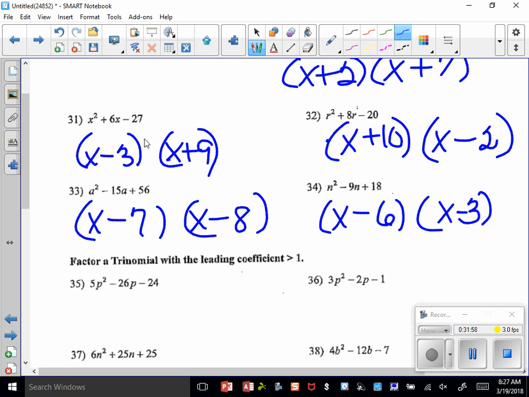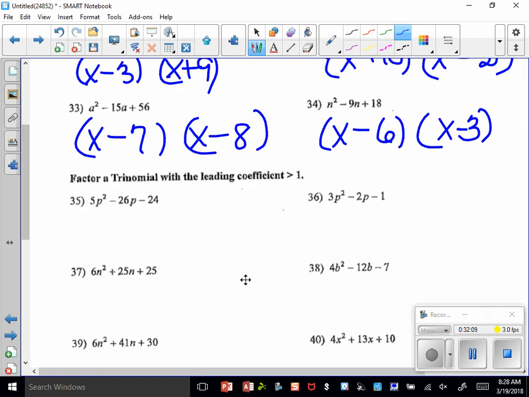Okay. Now, again, if you like the X method and you still want to do it when the coefficient is 1, that's totally up to you. It works. But it's not necessary. Okay? The X method is more necessary or extremely necessary when that coefficient is greater than 1.